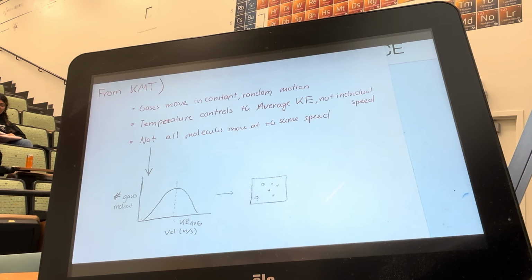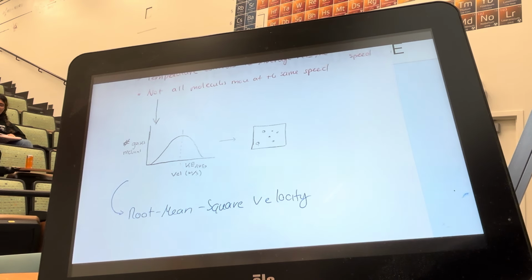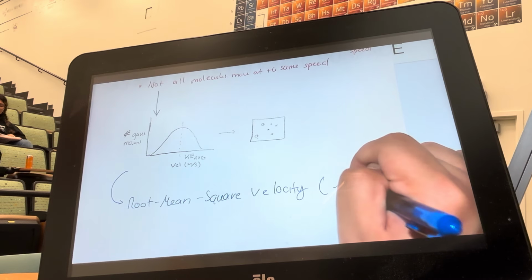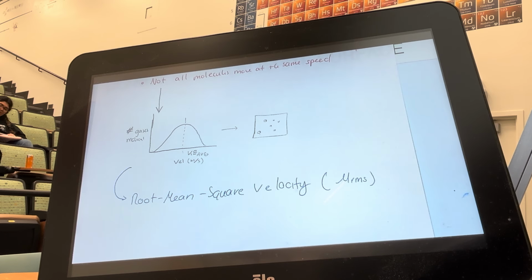Does that make sense? Does the distinction make sense? So it's not individual. This is the average of all the different particles moving at different speeds. And what that gives us is something called root mean squared velocity, or VRMS. This is mu, a Greek letter, or you can just call it V, it doesn't matter, as long as you know what it means.